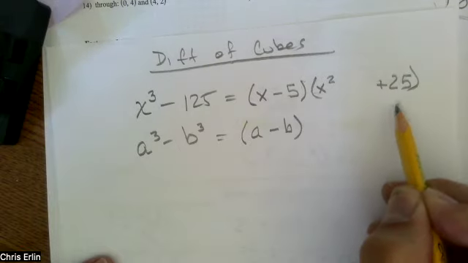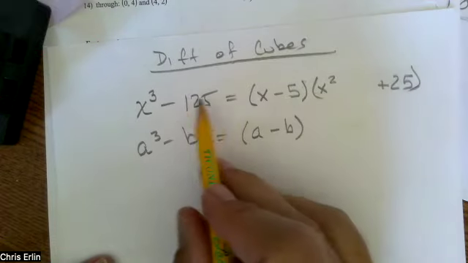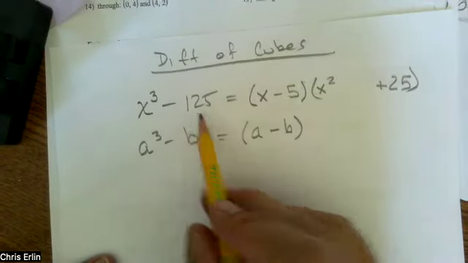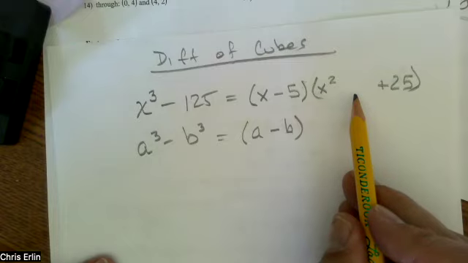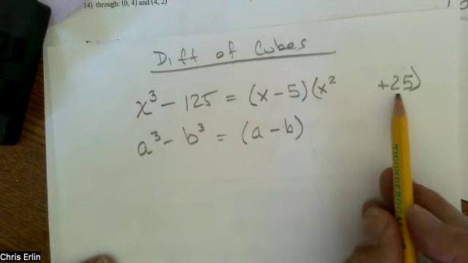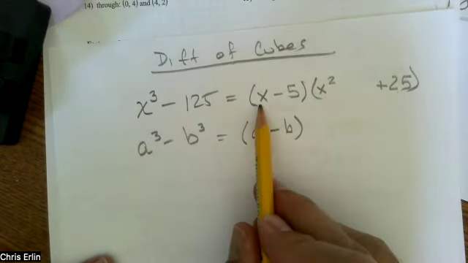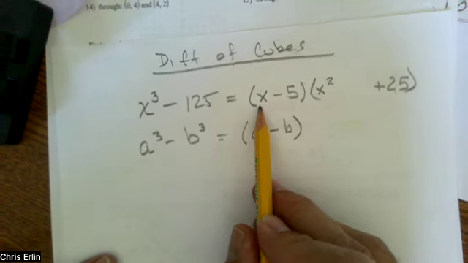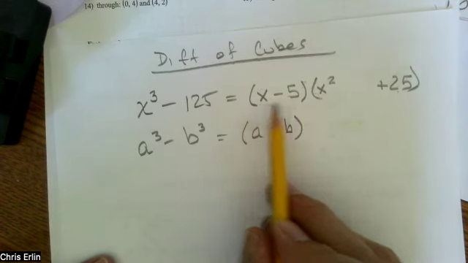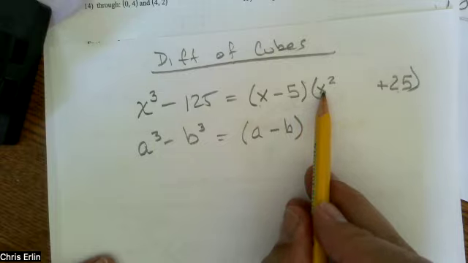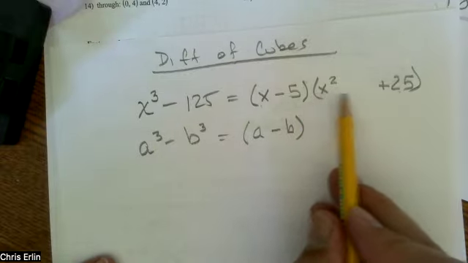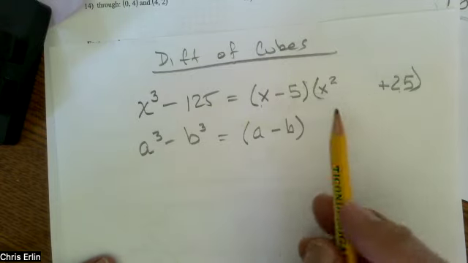Plus 25, because -5 times 25 makes -125. The problem is this middle term. If I were to distribute this 25 across this x, I'd get a positive 25x. But if I do -5 times x squared, I'm going to get a -5x, and I'm going to get 5x squared. I'm going to get these middle terms in here.